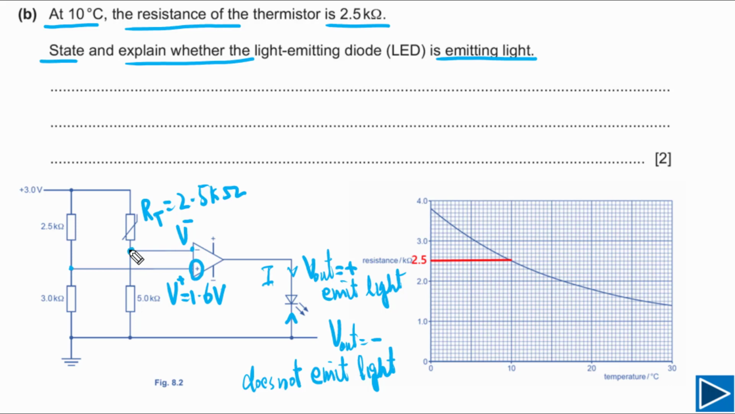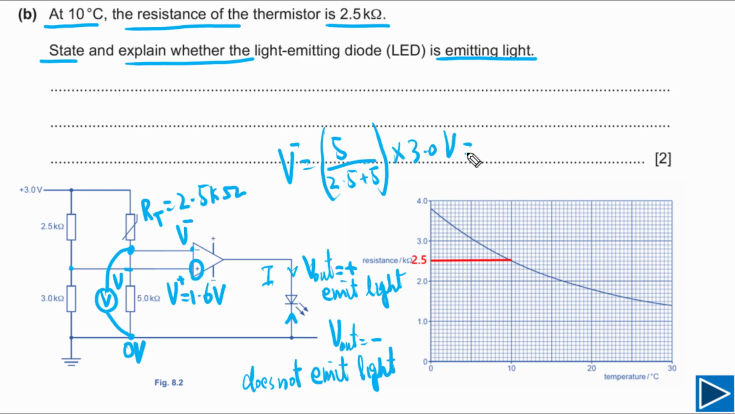Now we need to find the potential at this point. If we connect our voltmeter across this resistor, one end is the point whose potential we need to find, and the other end is connected to ground, so it has zero potential. So the reading on this voltmeter is simply equal to V minus. Let's find the potential difference across the 5 kilo ohm resistor. V minus is equal to 5 divided by 2.5 plus 5, multiplied by the potential difference across these two resistors, which is 3.0 volts. The final answer is 2.0 volts. So V minus is equal to 2.0 volts.